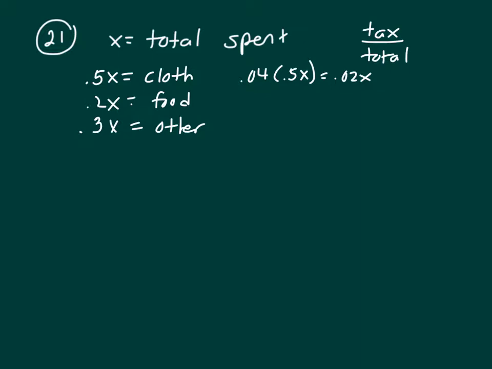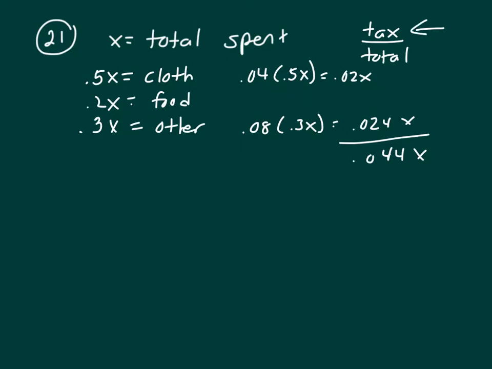And she didn't pay tax on food, but she paid 8% on other items. So take 8% and multiply it by however much she spent, which is 0.3X on other items. 8 times 3 is 24. That's going to be 0.024X. So it looks like the total tax is 0.044X. That's total tax. So I know my numerator.